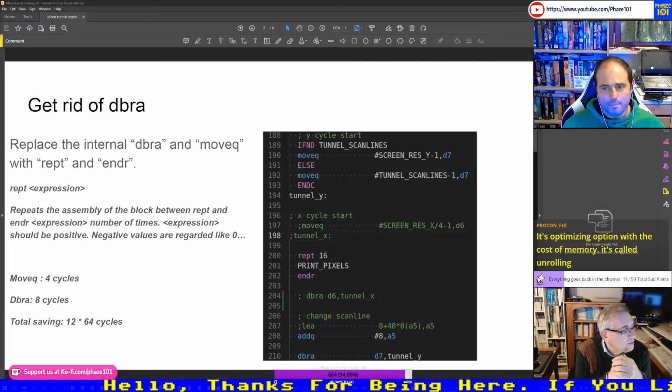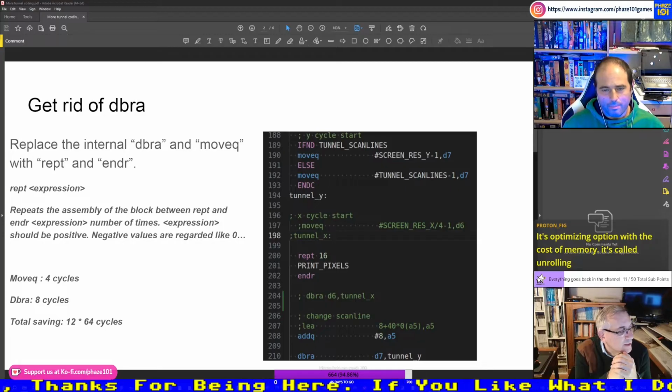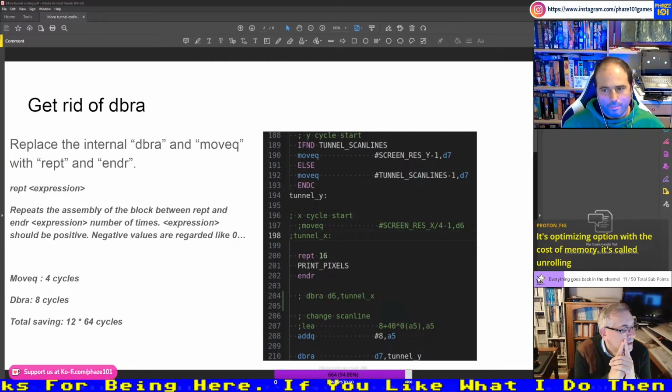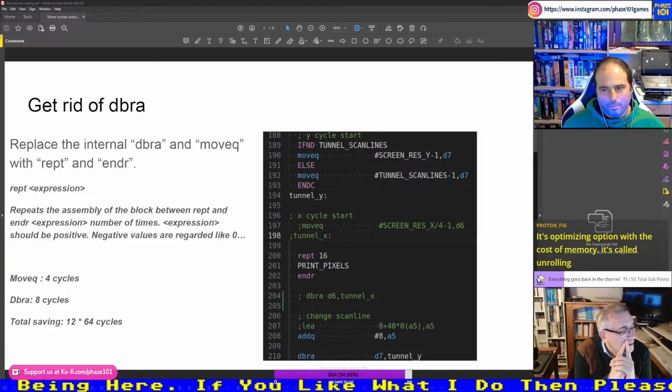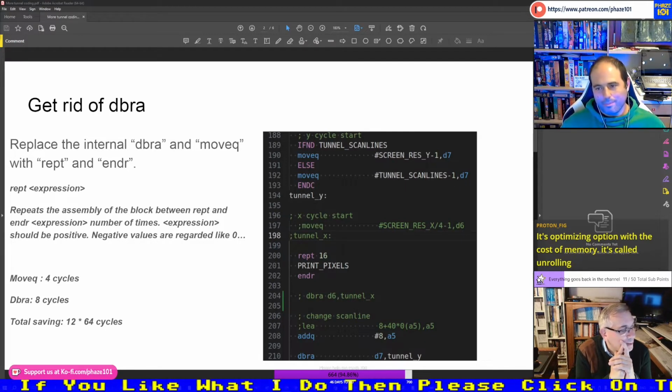Oh yeah, okay, Proton. Yeah, thank you. So it's called unrolling. Okay, I wasn't sure if the term is correct. That's what we were saying, unrolling the code, but we weren't sure about the term. So yes, thank you, Proton.